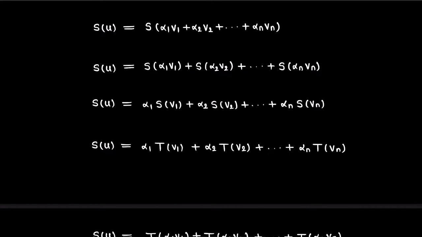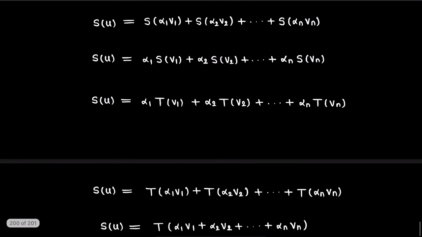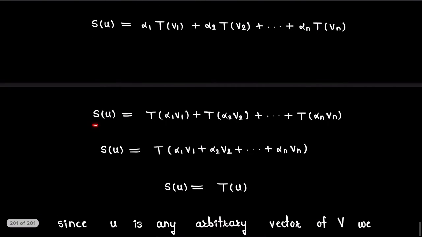But we know that for all basis vectors Vi, we have S of Vi equal to T of Vi, and therefore this can be written as S of U equals alpha 1 T of V1 plus alpha 2 T of V2 plus and so on plus alpha n T of Vn, since S of V1 is T of V1, S of V2 is T of V2, and similarly S of Vn is T of Vn.